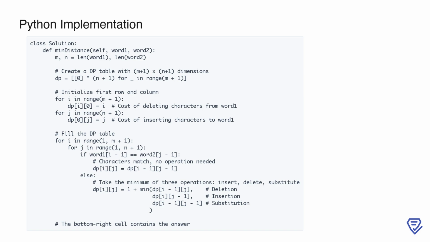Once the base cases are initialized, we move on to filling the rest of the table. For each cell in the table, we check if the current characters of the two strings match. If they do, no operation is needed, and we carry over the value from the diagonal cell. Otherwise, we calculate the cost of the 3 possible operations, insertion, deletion, and substitution, and take the minimum of these, adding 1 to account for the current operation.